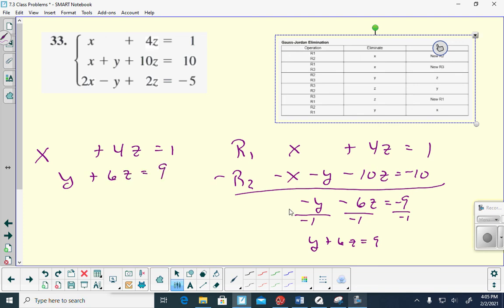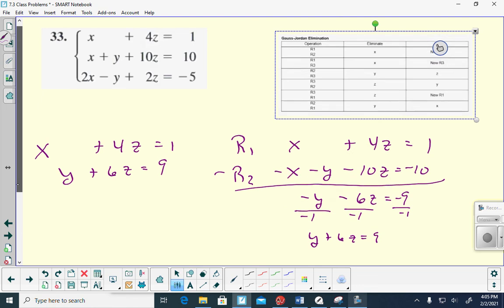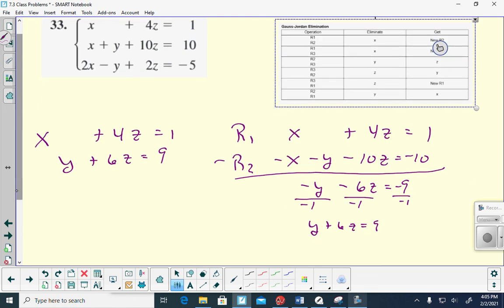Now I'm going to do row 1 and row 3 to eliminate the x. To eliminate the x, it looks like I'm going to have to multiply row 1 by a negative 2.